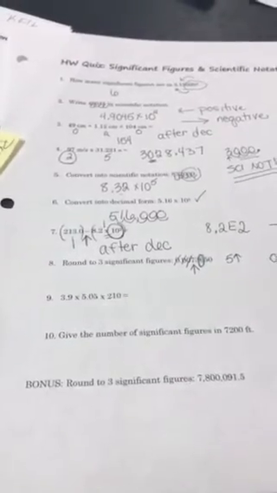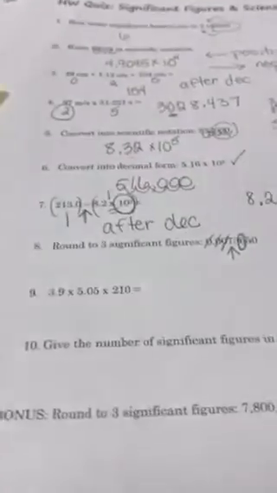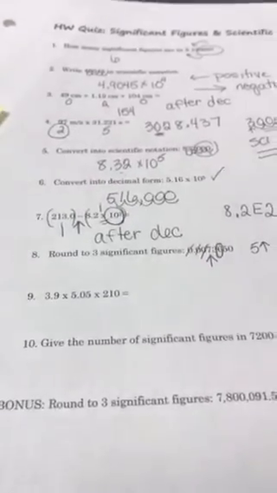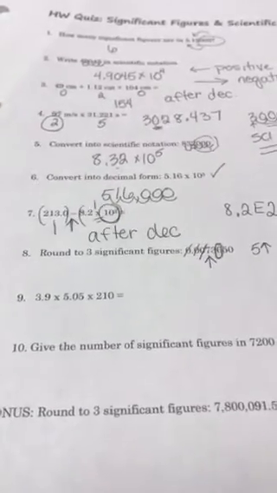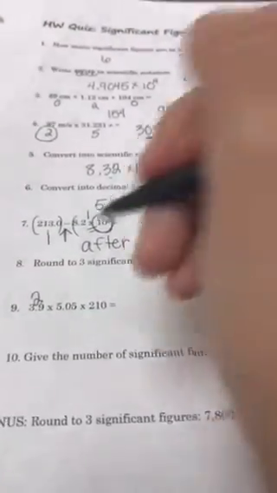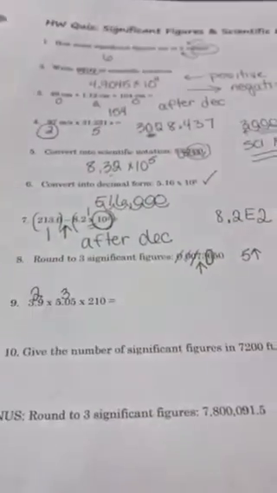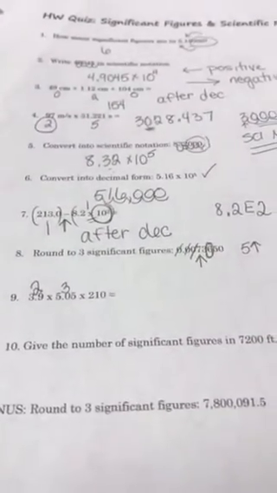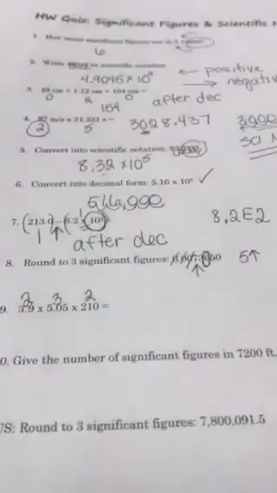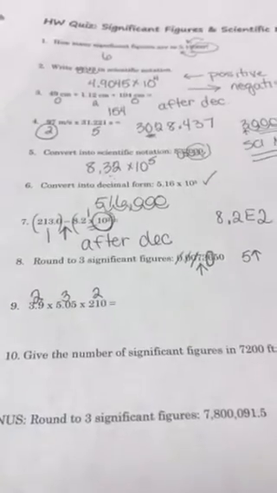Question 9 is another multiplication problem where we look at how many significant figures each number that's given to us has, not what's after the decimal point. So our first one, 3.9, 2 significant figures. 5.05, 3 significant figures. Zeros in between numbers count as significant. 210, also 2 significant figures. Zeros at the end are just placeholders.